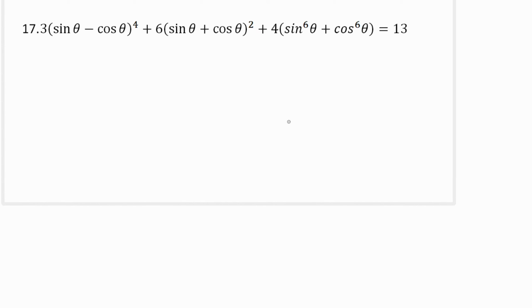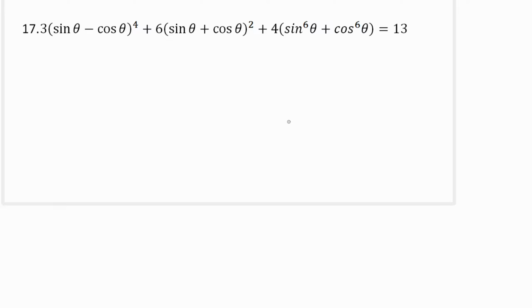Now in question number 17 it is saying 3 (sin theta minus cos theta) whole 4... sorry, the first one was (sin theta minus cos theta) whole 4. The second one is 6 (sin theta plus cos theta) whole square plus 4 (sin power 6 theta plus cos power 6 theta), and then it goes on. We have to prove that this is equal to 13. So what we will do in this case is, we will open them up separately and let's see what happens.